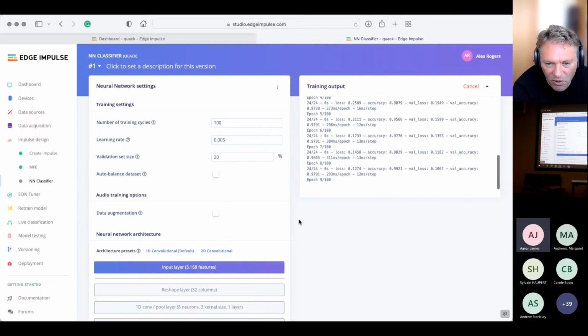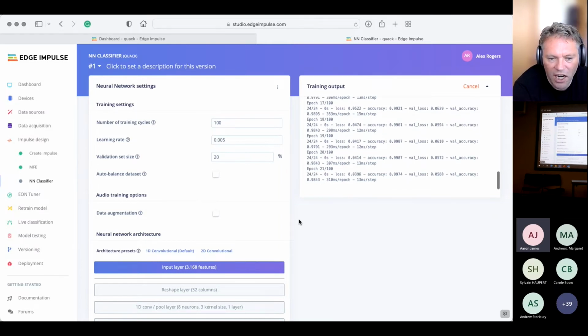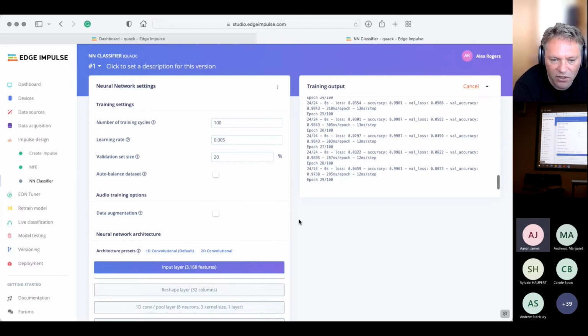So you probably can't see this here, but we're training through training epochs. We've got 100 training epochs. We're up to about 30 out of 100 at the moment. And our accuracy at the moment is looking to be about 98% or something. So we're about halfway there.